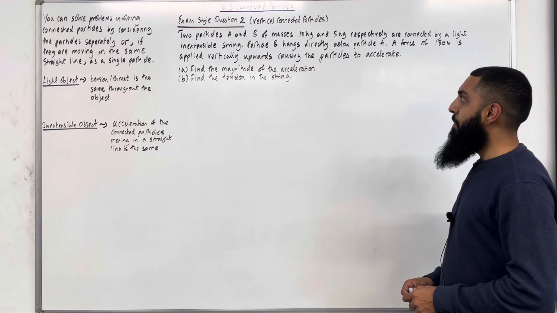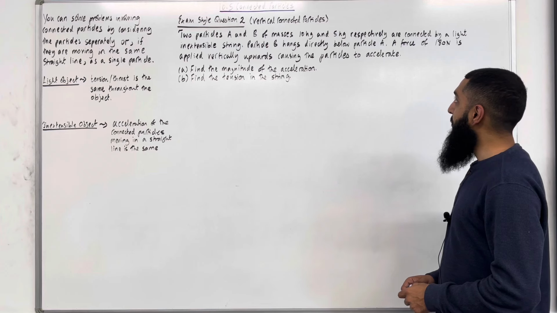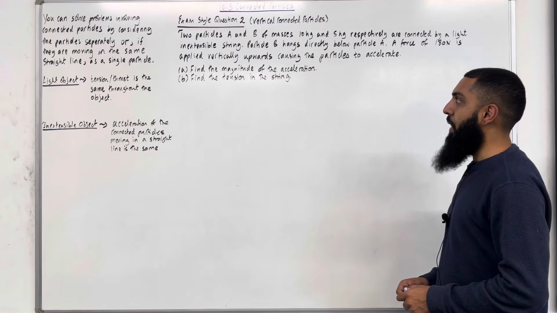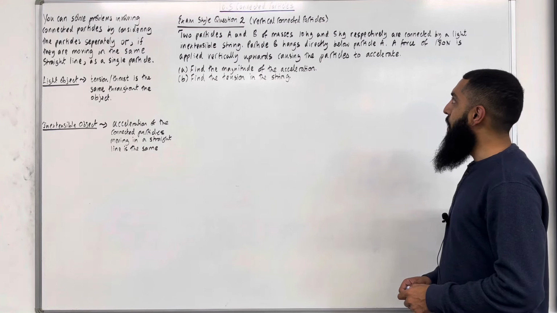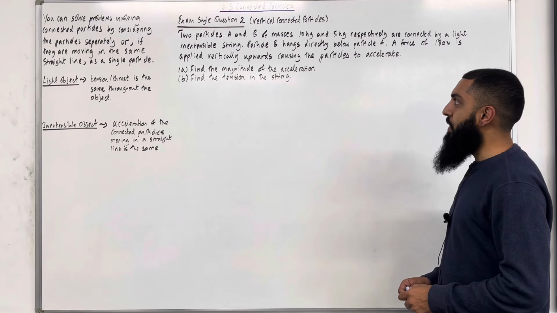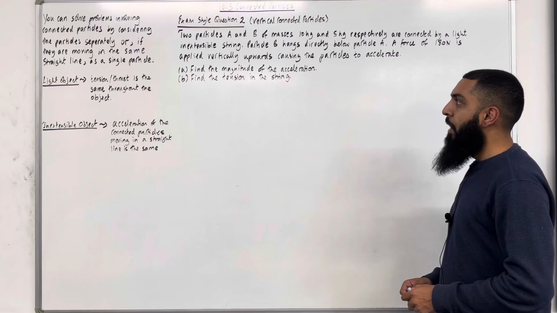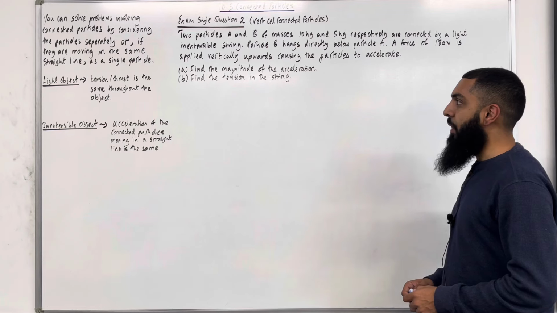Two particles A and B of masses 10 kg and 5 kg respectively are connected by a light inextensible string. Particle B hangs directly below particle A. A force of 180 newtons is applied vertically upwards, causing the particles to accelerate. Part A, find the magnitude of the acceleration.